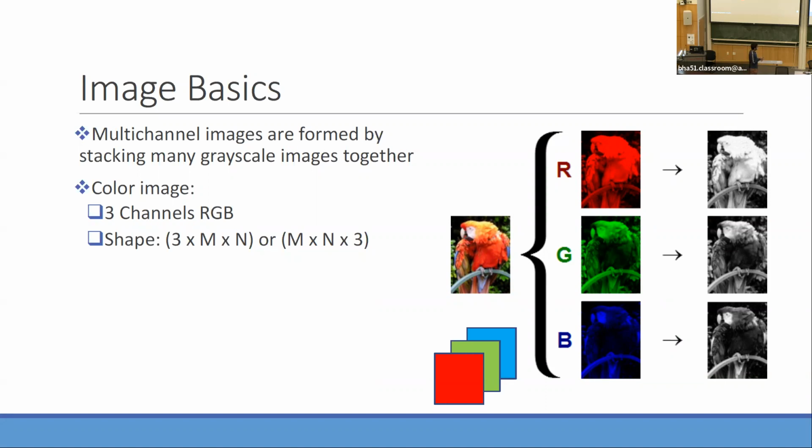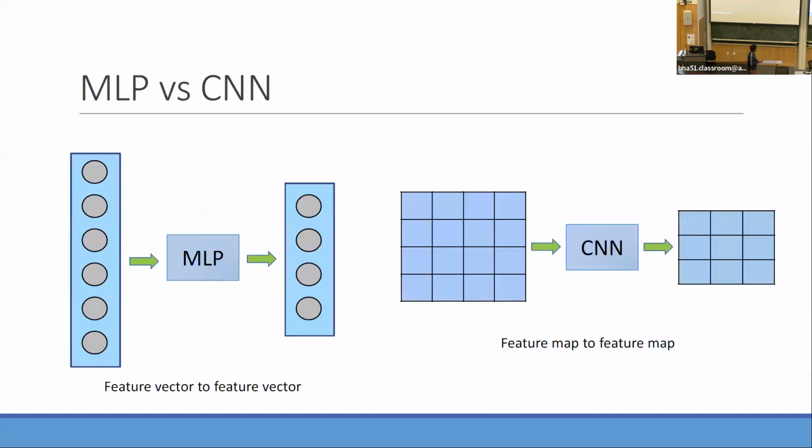And there are many representations of RGB images. 3 cross M cross N is kind of how PyTorch sees it, and M cross N cross C is how other computer vision libraries like CV2 see it. So you just need to concatenate many single channel images together to get a multi-channel image. So is everyone kind of okay with what an image is and multi-channel images? Okay, thanks. Zoom, I think it's clear.